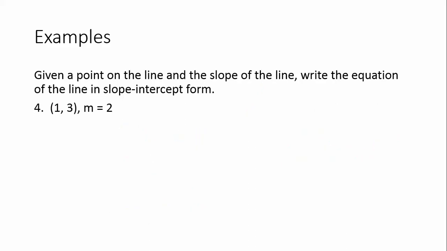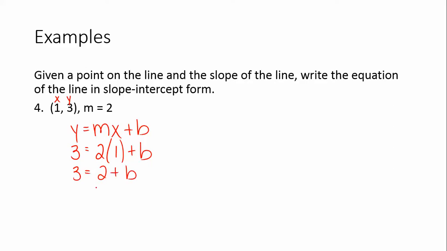Okay, try this one on your own. Pause the video here, see if you can find the correct b, and then write the equation in slope-intercept form. So again, this is x and this is y. So we have y equals mx plus b. I like to write that so I can visually see where I'm plugging things in. The 3 is my y, 2 is my slope, 1 is my x, and I'm trying to solve for b.